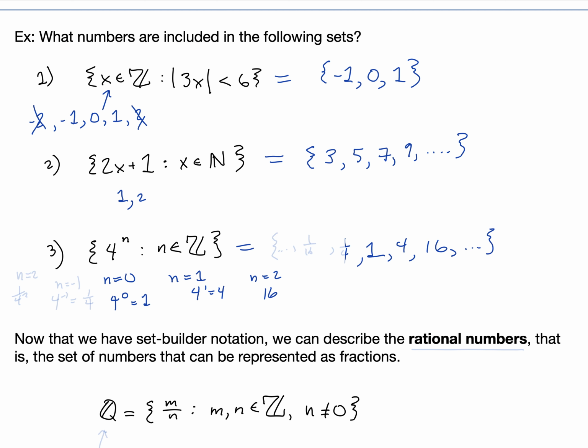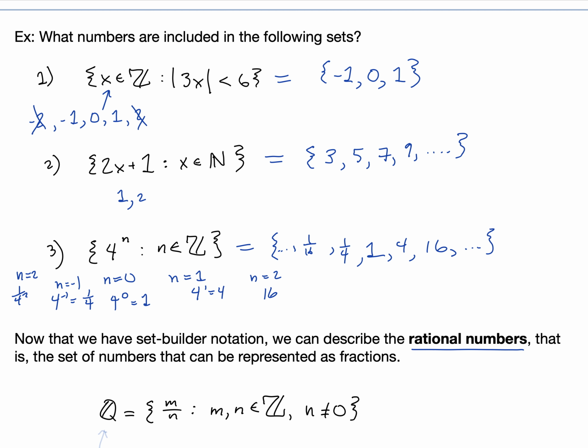And in the other direction, say we have n equal negative 1, then we have 4 to the negative 1. Remember that negative exponents flip the fraction, so this is 1 over 4. If we had n equals negative 2, that would be 1 over 4 squared, or 1/16, and so on forever.